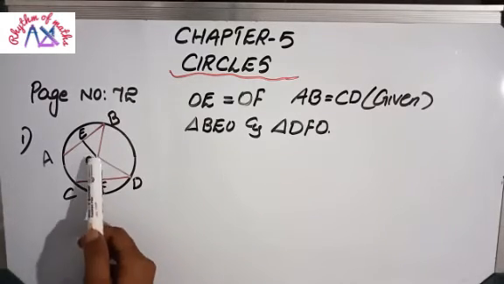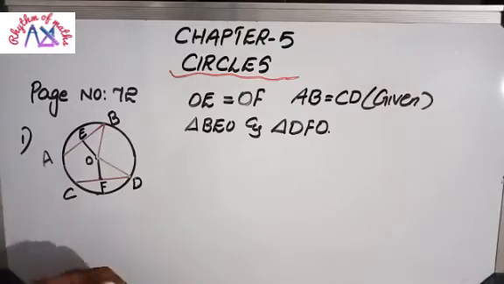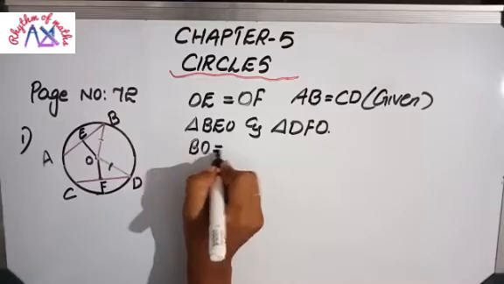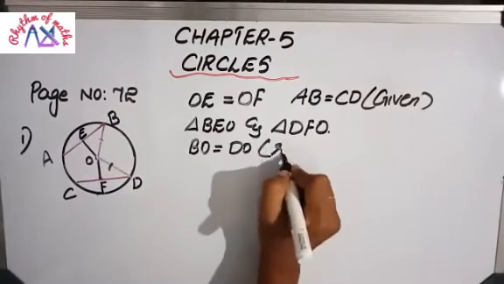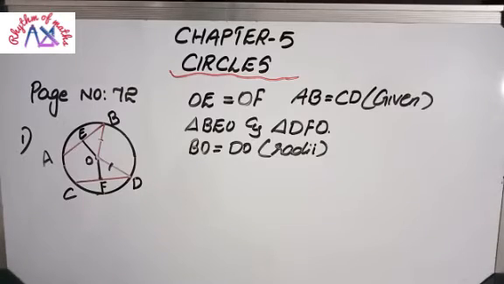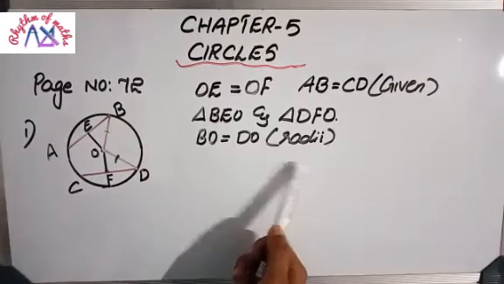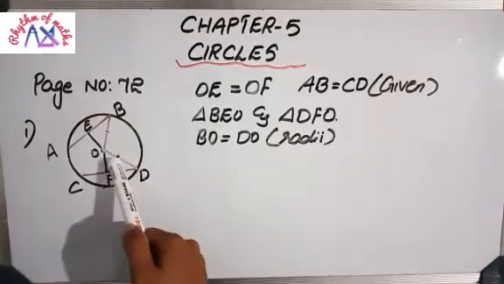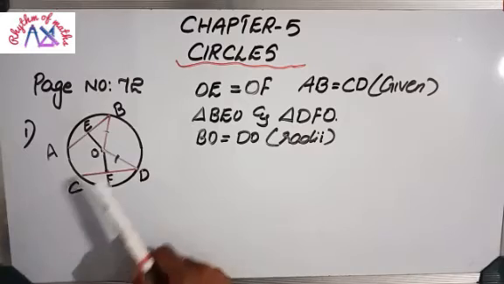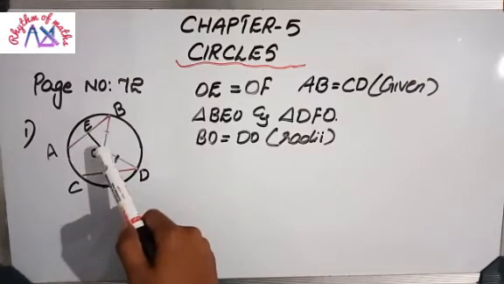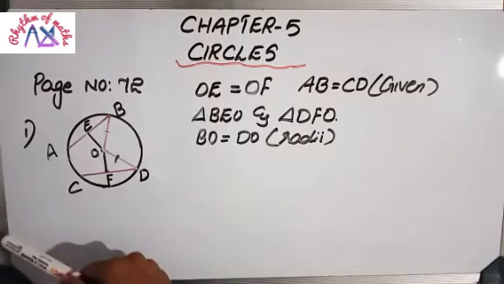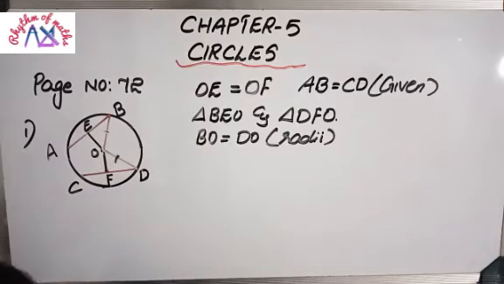First one is OB and OD. These two are what? Radii of the circle. So BO equal to DO, both are radii of the circle. So we got the first side as equal, BO equal to DO. First sides of these two triangles are equal. Next, we know a perpendicular line will divide the chord into equal halves. A perpendicular bisects the chord, which we already learned in the first section.